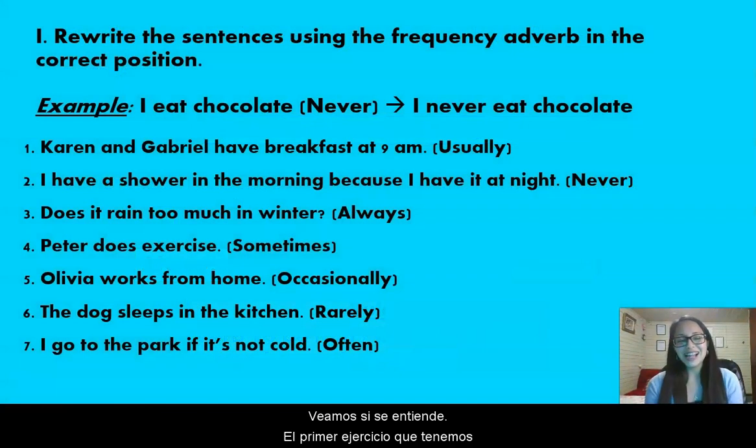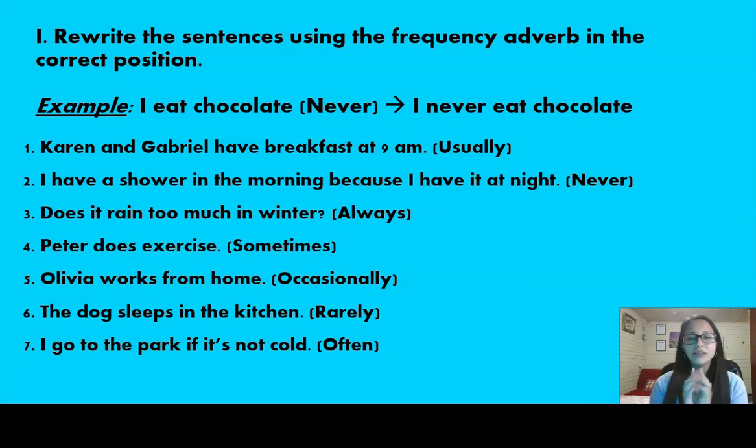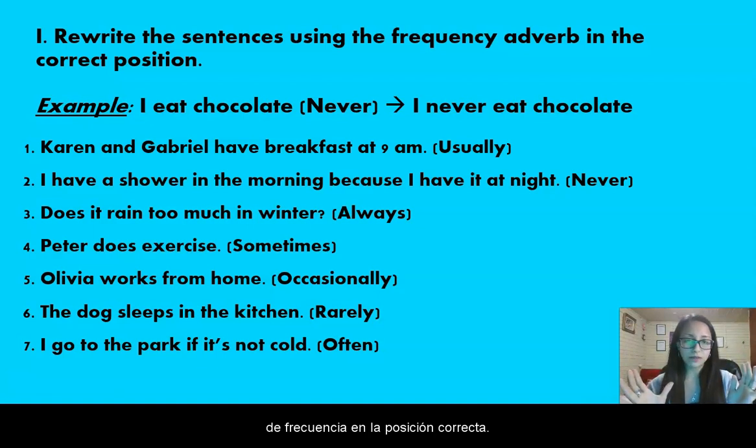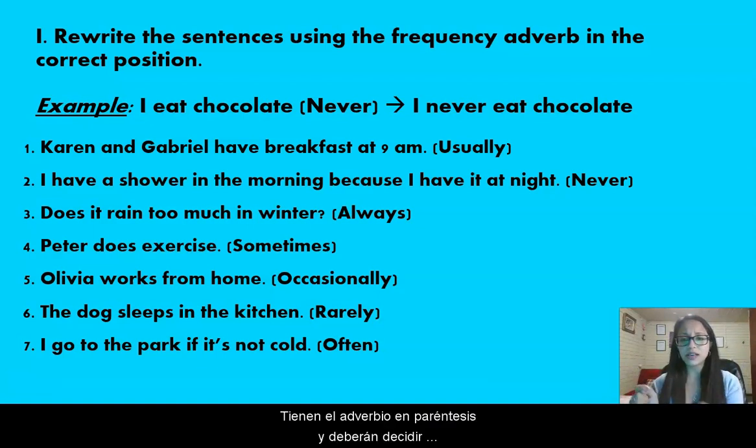So let's see if we understand. The first exercise that we will have here consists of rewriting the sentences using the frequency adverb in the correct position. So you have the frequency adverb in parentheses, and you have to decide where in the sentence it should go.